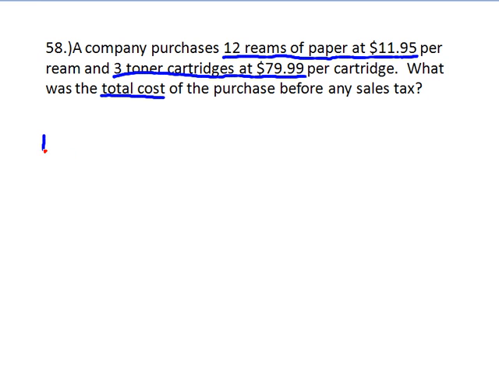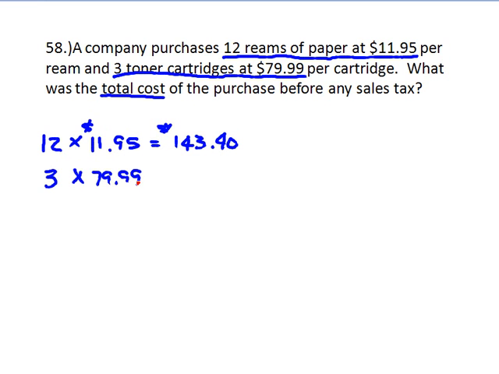Now what we've got is 12 reams at $11.95 per ream. So we can multiply that, and we should get $143.40. Now we have also added to that purchase 3 toner cartridges at $79.99 per cartridge.